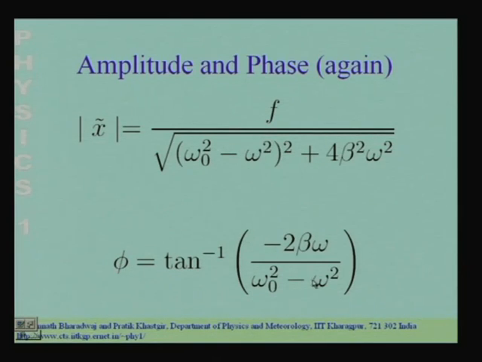Now, if you keep on increasing the driving frequency, omega becomes equal to omega naught and the denominator becomes 0. So, you have tan inverse of infinity, and it approaches tan inverse of minus infinity, and tan inverse of minus infinity is minus pi by 2.